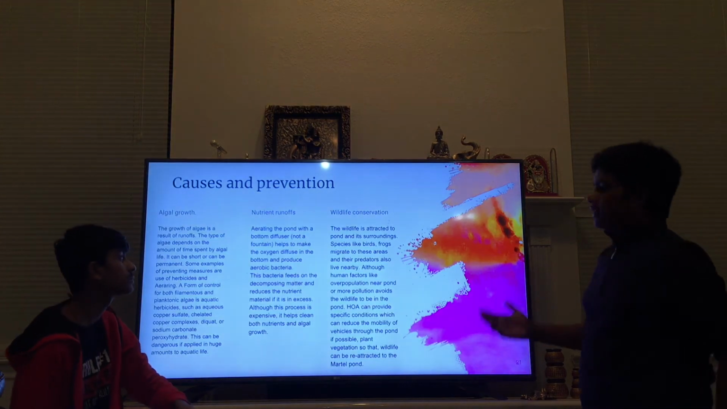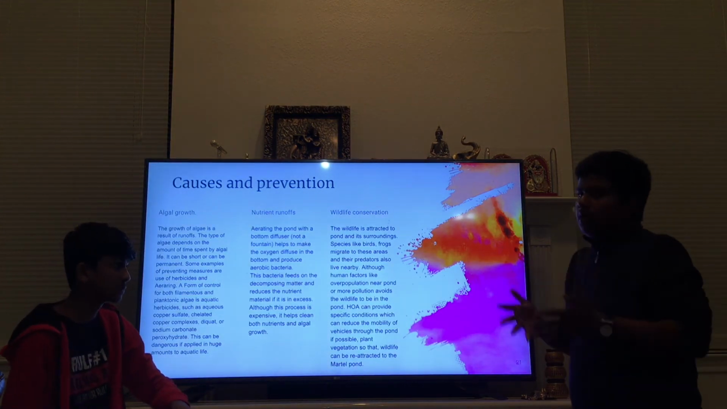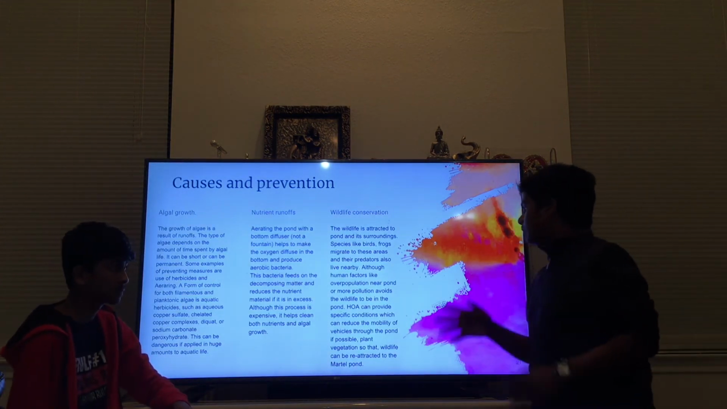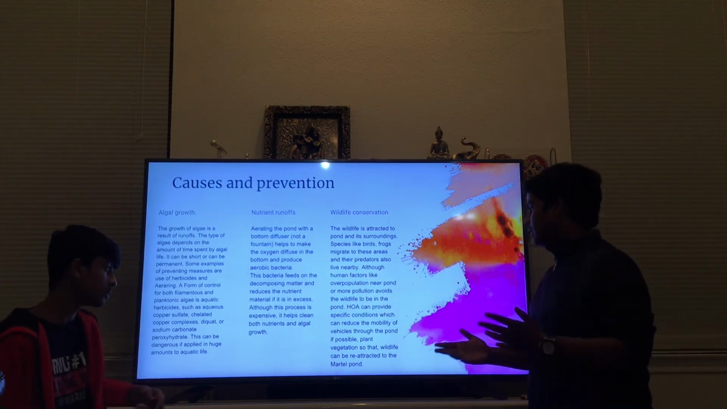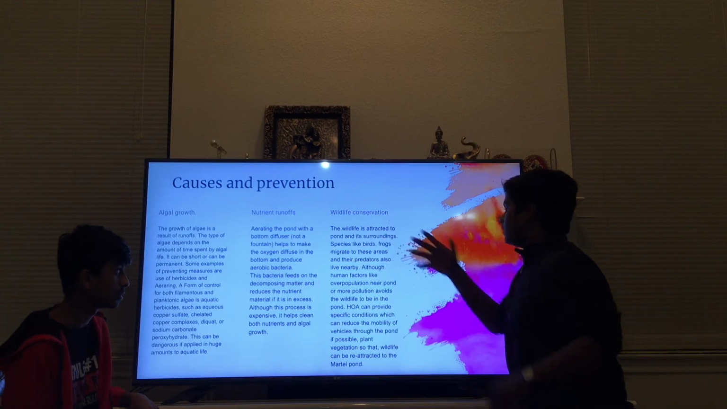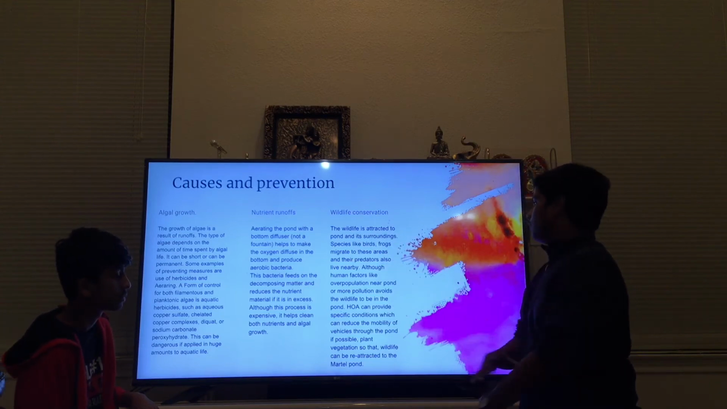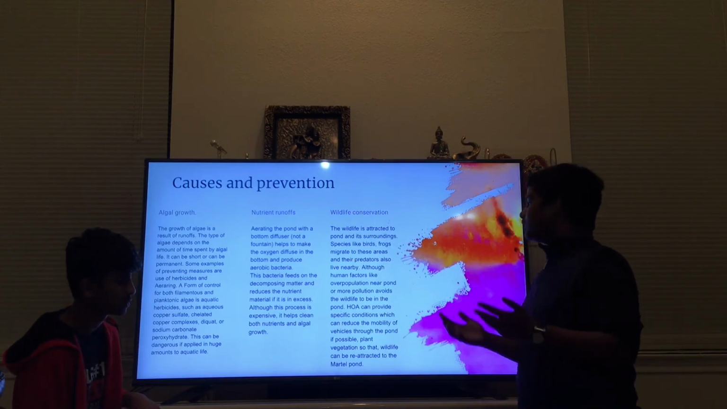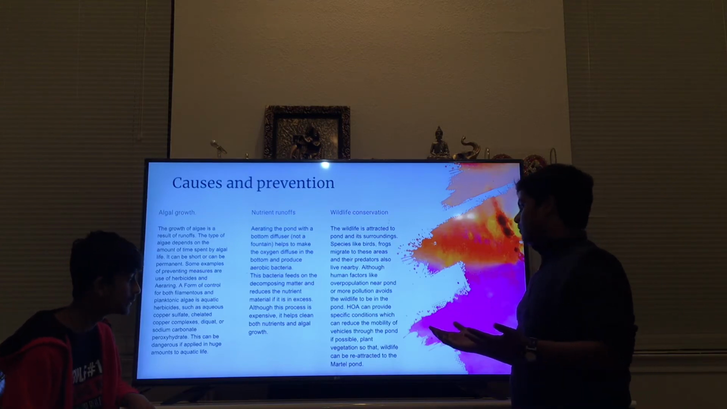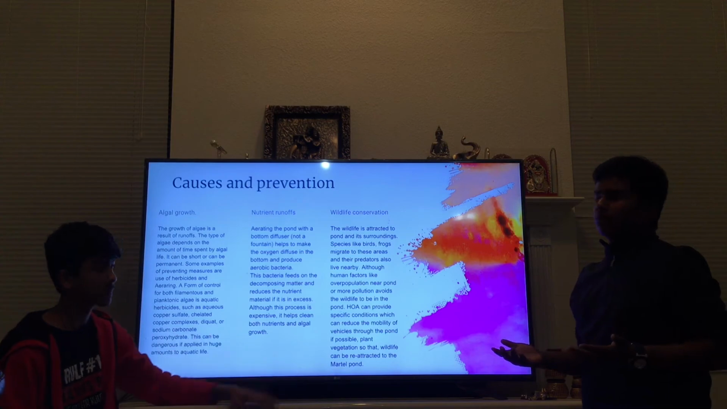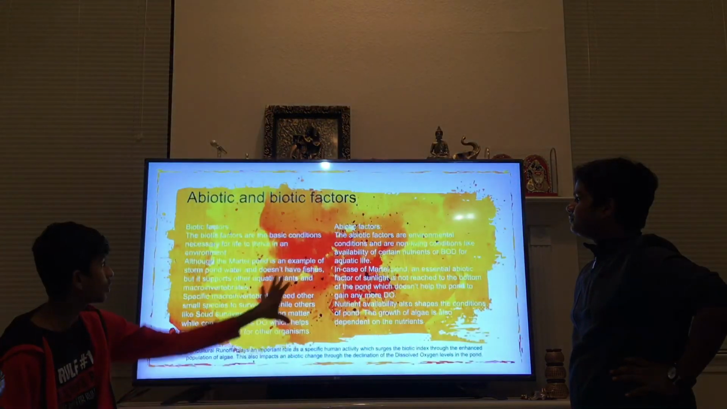So the wildlife conservation is about the wildlife. Why is the wildlife not attracted to the Martel Pond? It's mainly because of three reasons, because of the human factors, like overpopulation of the pond or more noise pollution which scares the wildlife away. So wildlife is necessary for the pond and its surroundings, because it brings various species into the pond, and it brings back the old natural ecosystem which it usually had before the water was being polluted. Here's our abiotic and biotic factors.